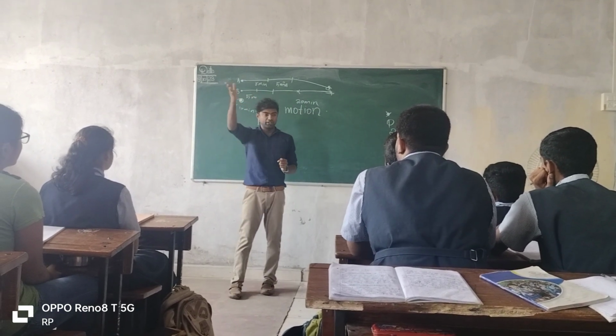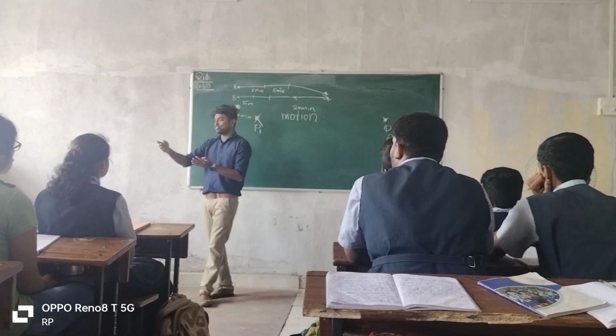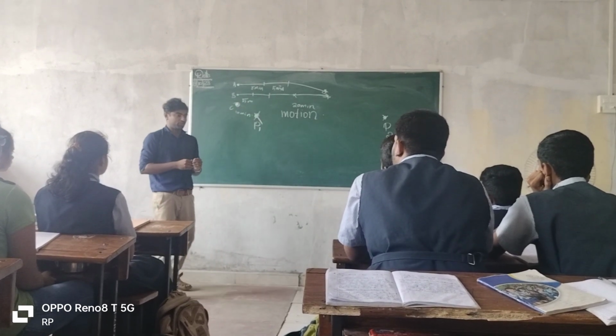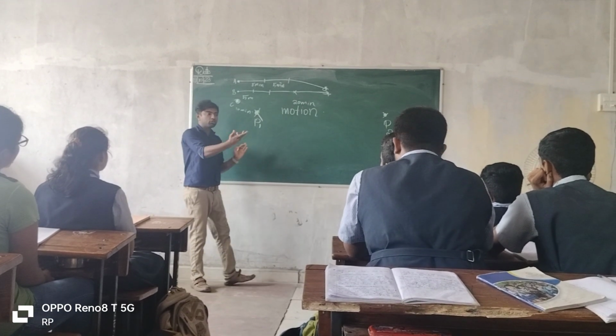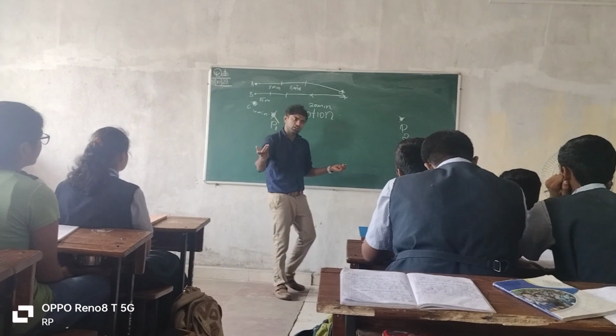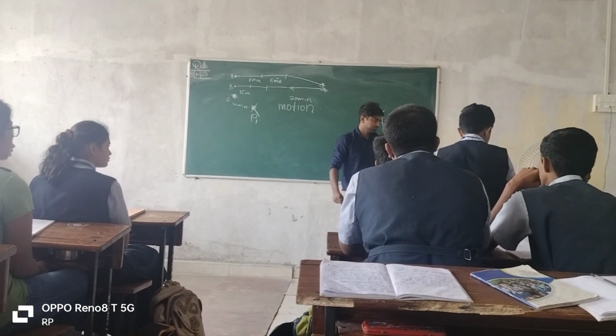That is a definition you might have studied in your lower class. Equal distance covered in equal intervals of time in a straight line is called uniform motion. Uniform motion is when an object is covering equal distance in equal intervals of time. I'll show you an example. Stand up here. Come.